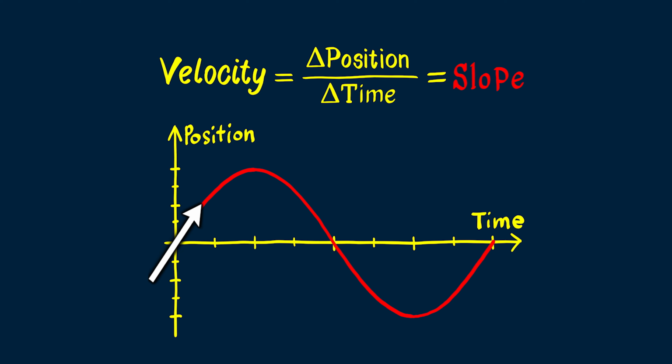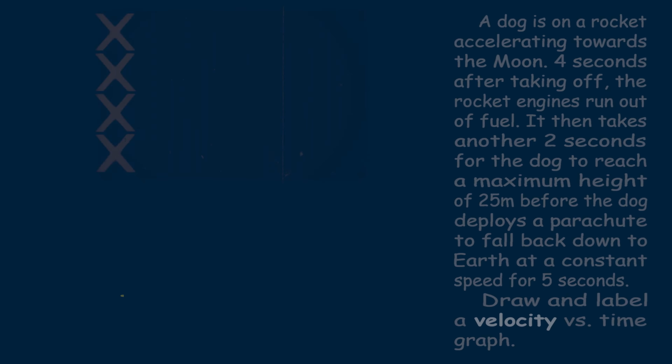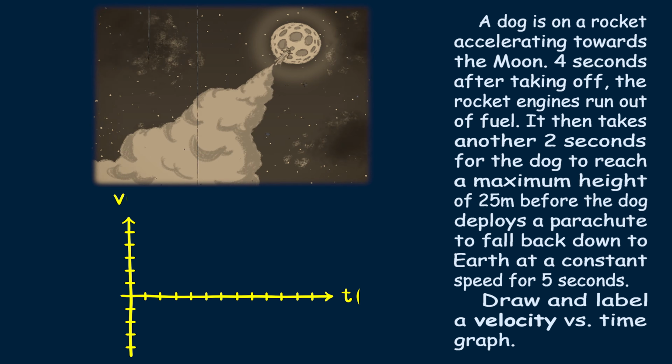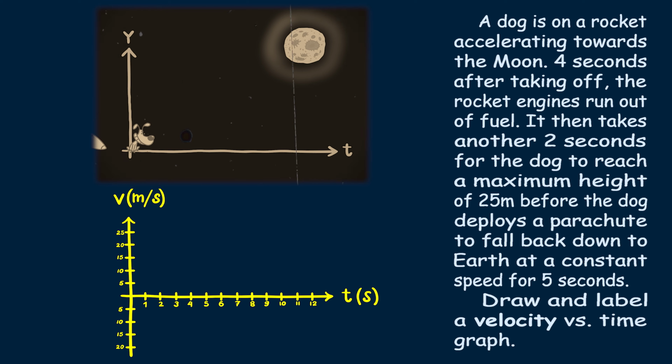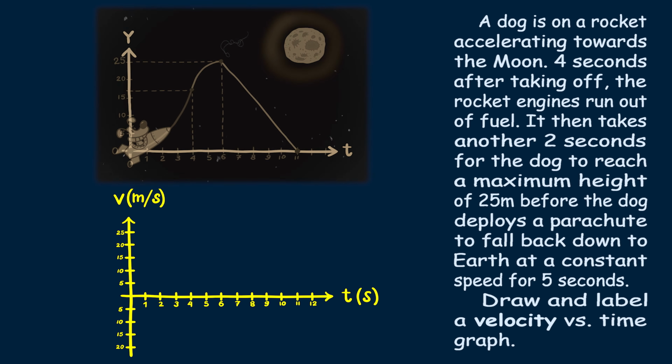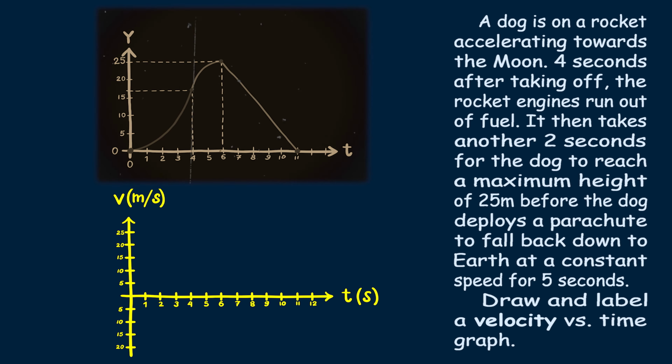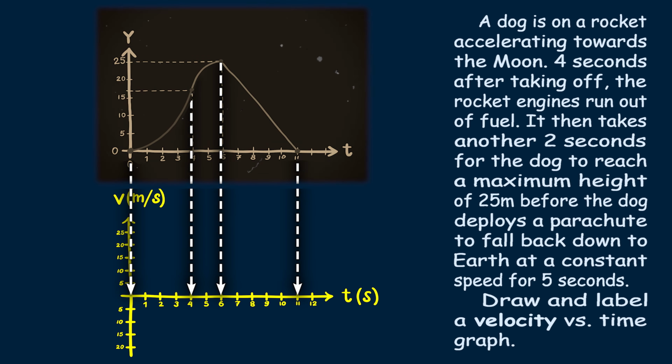Now, it may seem like a lot of effort to calculate the slope everywhere on a position graph, but here are some quick tricks that will save you a lot of time. Let's consider our previous problem, where we drew the position graph for a dog on a rocket ship. Here we used critical time points to mark when the dog's movement was changing. Now for a velocity graph, we are going to use these same critical time points, but look at what the slope is at each point.